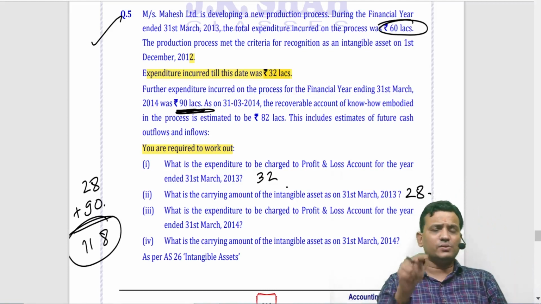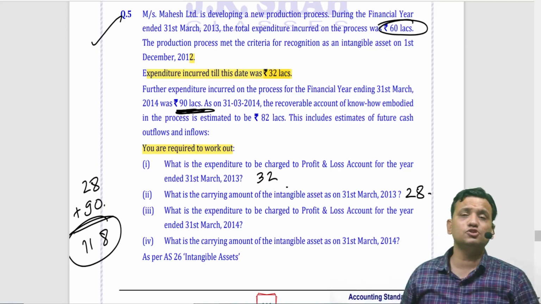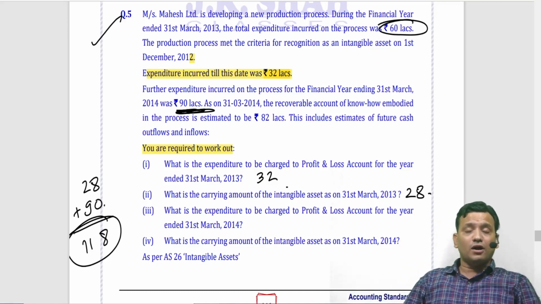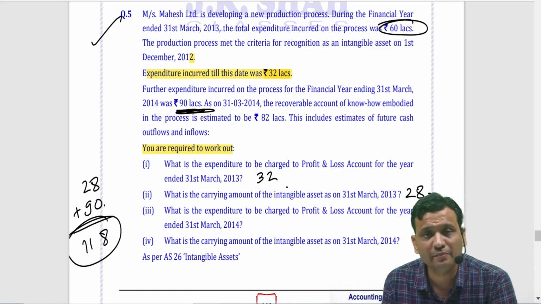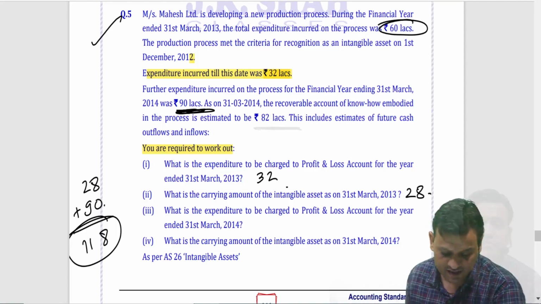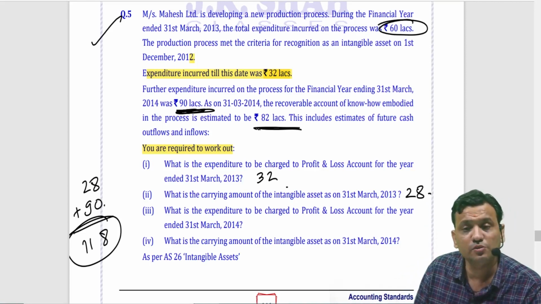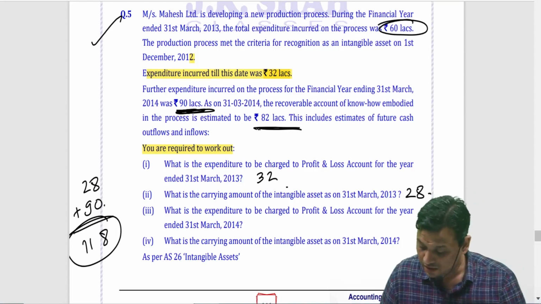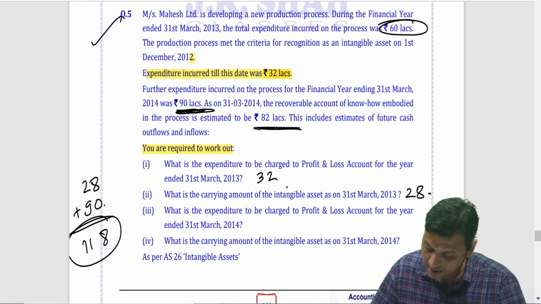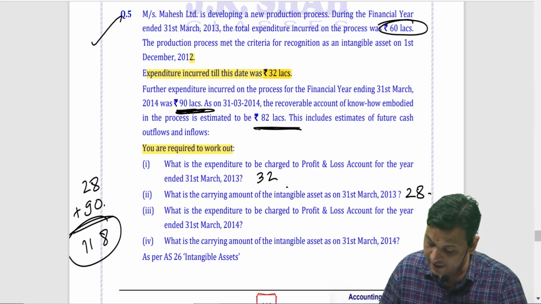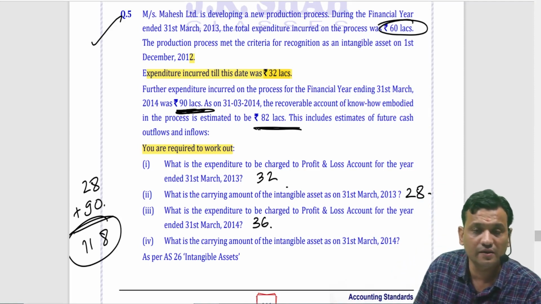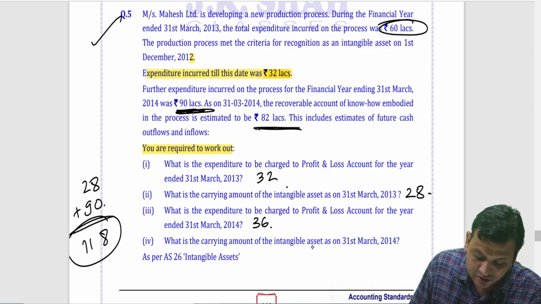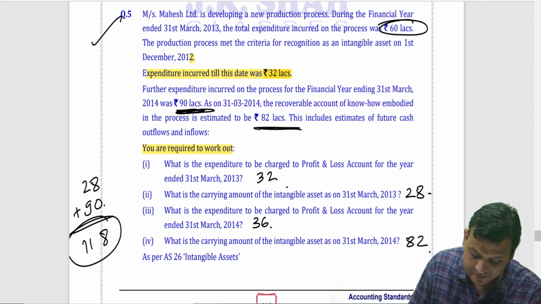But AS26 also requires that an intangible asset should not be carried over and above its recoverable amount. What is recoverable amount? It is the higher of net selling price or value in use, which is given here as 82 lakhs. Now what is to be done for this 82 lakhs, friends? I am having an intangible of 28 plus 90, 118, minus 82. Can I say 36 will be the amount that will be written off immediately to P&L? And the carrying amount of the intangible asset on 31st March 14 will be nothing but 82 lakhs.